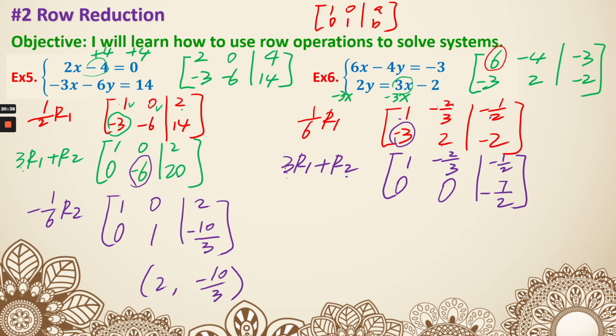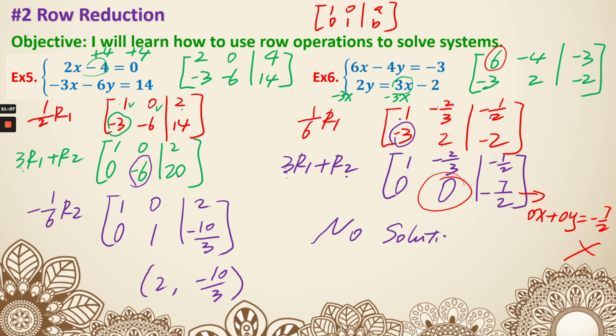Oh, now that second row is interesting. Same situation, we can't ever change this into a 1. And to think about the equation, we have 0x plus 0y equals -7/2, which would never work, because the left side is going to be a 0 no matter what. The right side is a -7/2. That will never be equal on the left side and the right side. So in this case, since that does not work, the answer would be no solution.